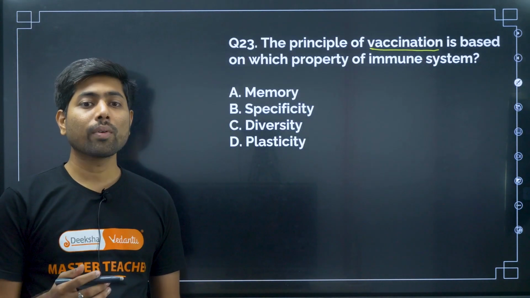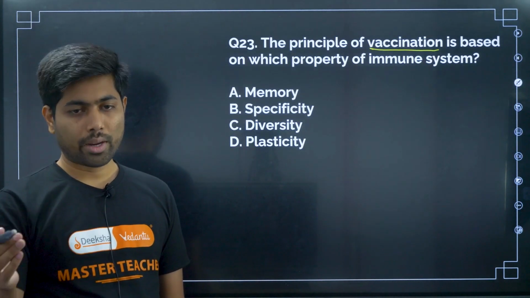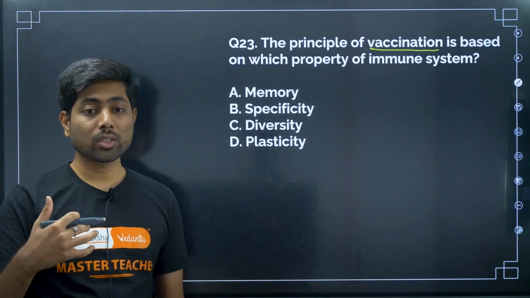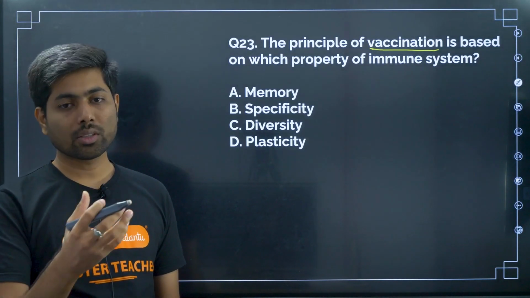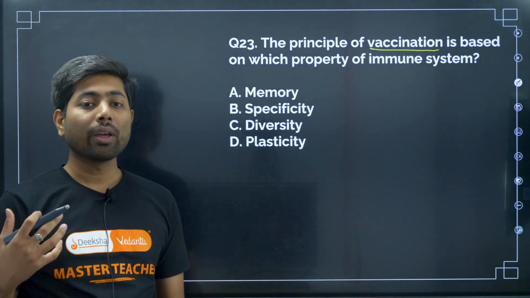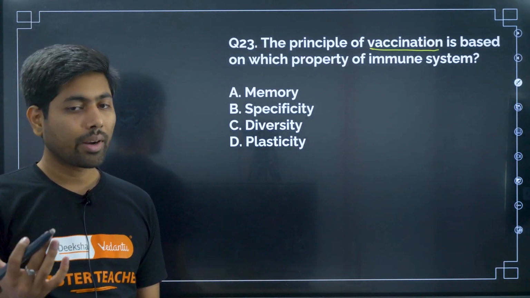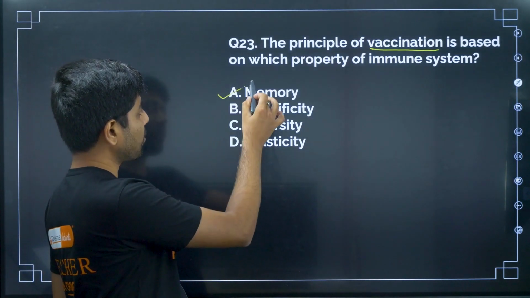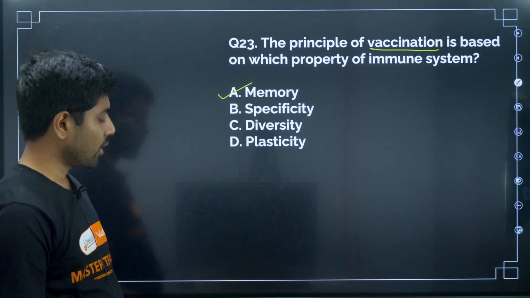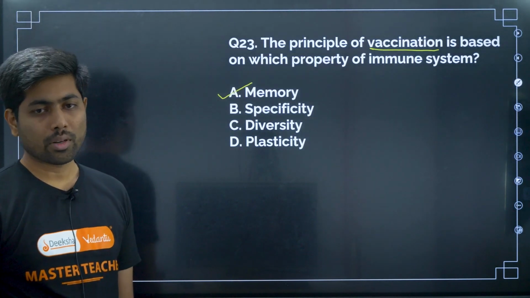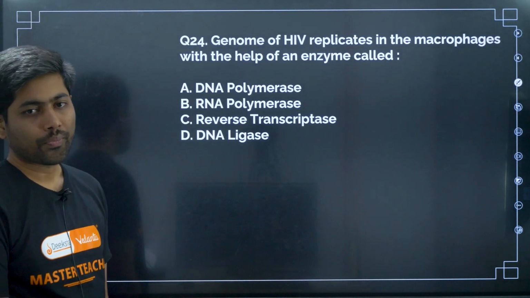Antibodies. Now, whenever you are infected with this particular organism, what happens? Your body has already seen what type of antigens these microbes have. Therefore, they already have the ready-made antibodies, right? They have the memory of it. Therefore, vaccination works on the principle of memory. It's a very simple question.